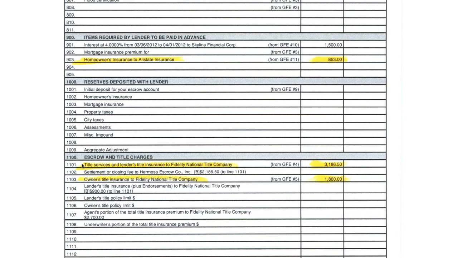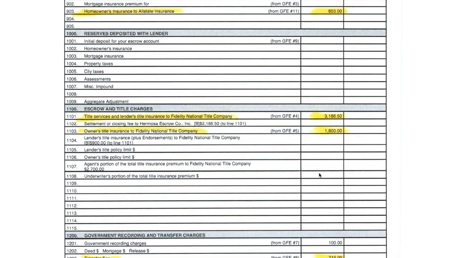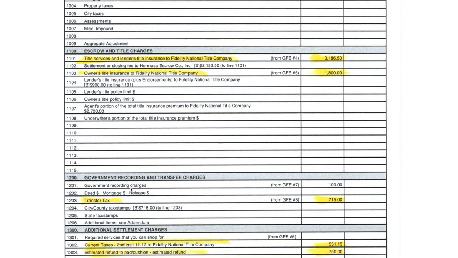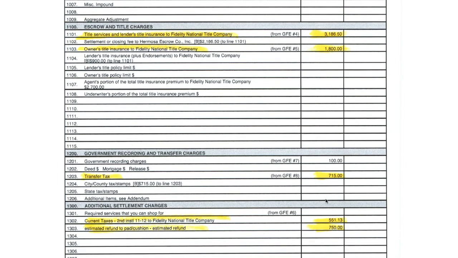This is an important point. So on the HUD-1, line 1101, title services and lender's title insurance, this is actually escrow fees and title insurance fees lumped together. Okay, so they put title insurance and escrow in one box. Then we have the owner's title insurance of $1,800, which the seller is going to pay for. Moving down, we see transfer taxes of $715. Again, the seller is going to pay for these. These are the second half taxes that, again, the buyer is going to pay for.